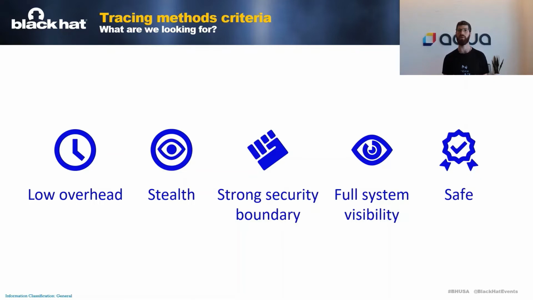So when we're talking about detection, we have to talk about tracing. Tracing is the act of monitoring the actions on a computer. When we're picking tracing methods, we have to pick the features that we want it to have. First of all, we want it to be as efficient as possible. We also want it to be as stealthy and have a strong security boundary so attackers won't be able to disrupt it. We also want it to have full system visibility so it will see as much as it can. And finally, we want it to be safe for our application to run.